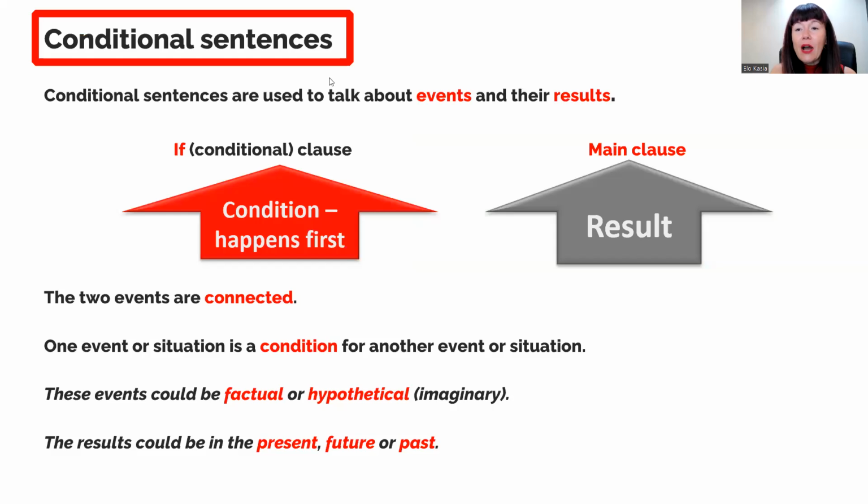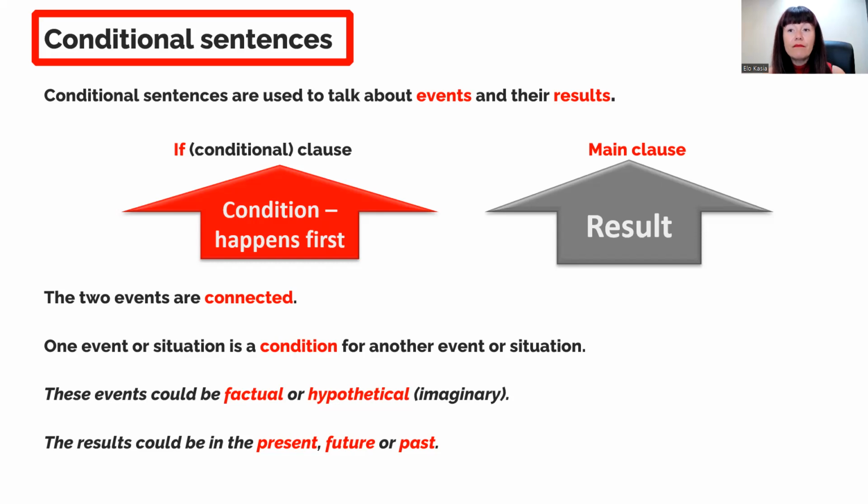Okay, now we are going to talk about conditional sentences. You remember the topic of our lesson is, what would you do if you had a lot of money? Conditional sentences are used to talk about events and their results. So we have two parts, two clauses: the conditional clause, and then the main clause. We have a condition, something that happens first, and then a result that happens as a consequence of the condition.